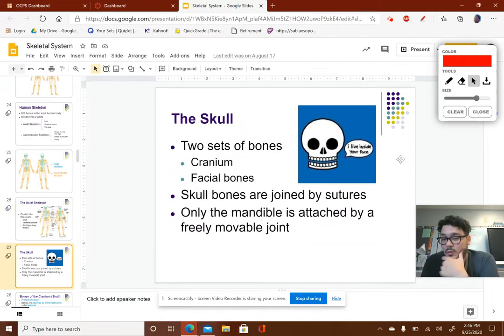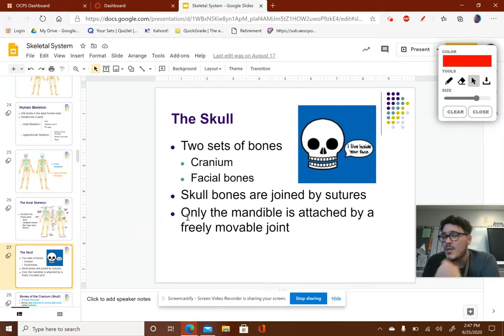Okay, let's start off with the skull. So the skull is going to be made up of 2 sets of bones: the cranium, which is basically everything eyebrows and up, and then the facial bones, which are the bones that make up your face. The skull bones are joined together by these joints called sutures. We're going to talk about that in the coming slide.